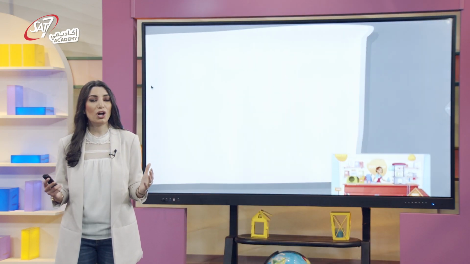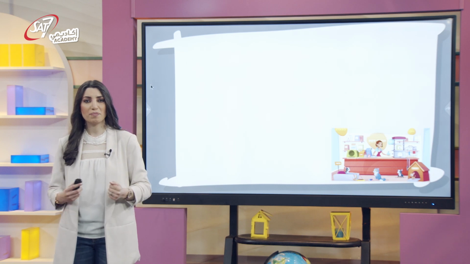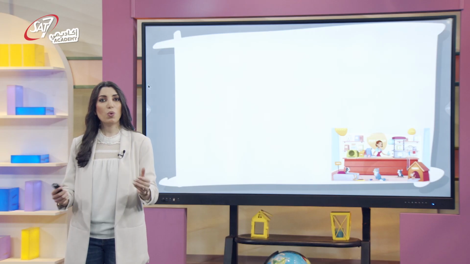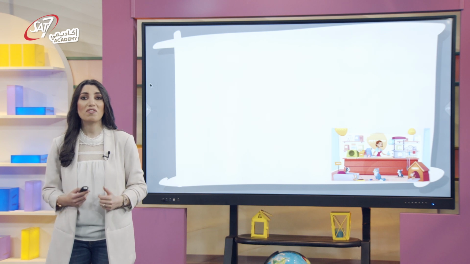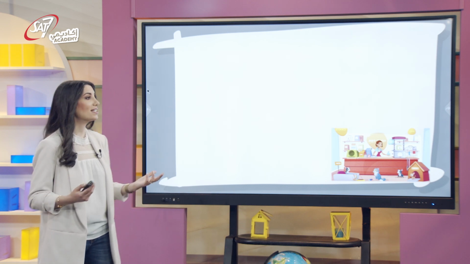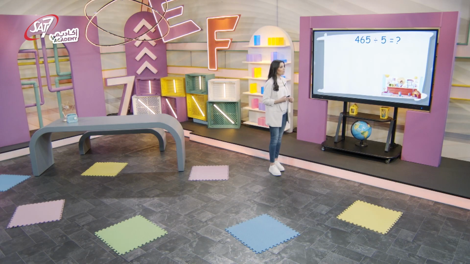The total number of dog treats in the store is 465. They come in packages of 5. How many packages are there? So what do we know and what are we finding? We know the total number of items, 465 dog treats. We know that they are grouped in 5s. There are 5 in each group, and we need to find the number of groups. We are dividing 465 by 5.